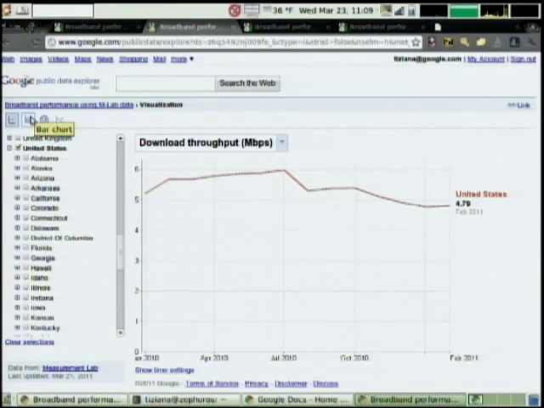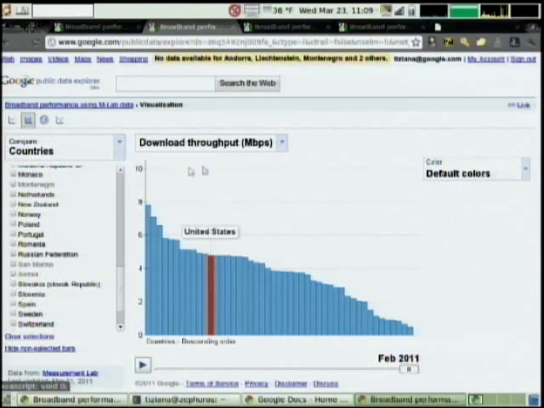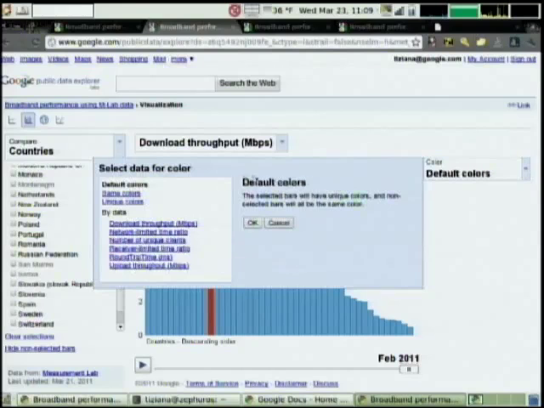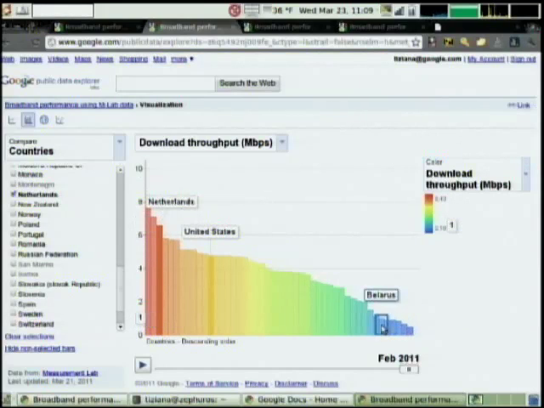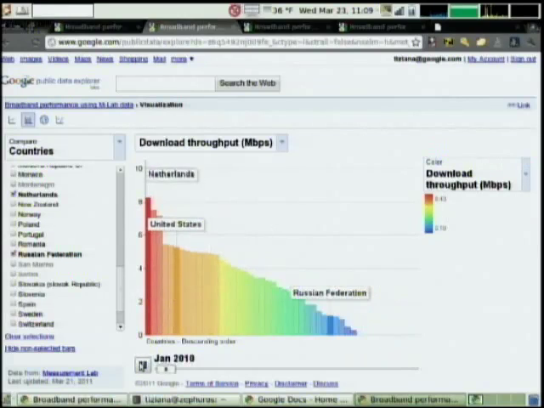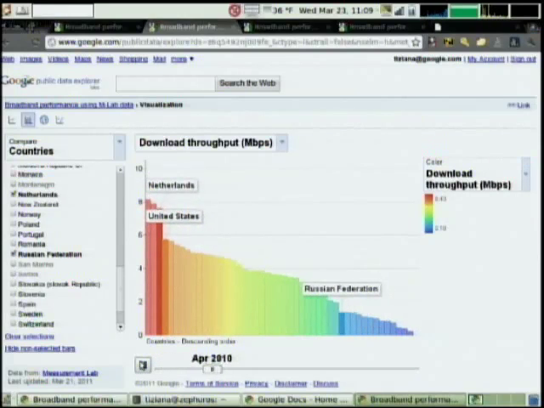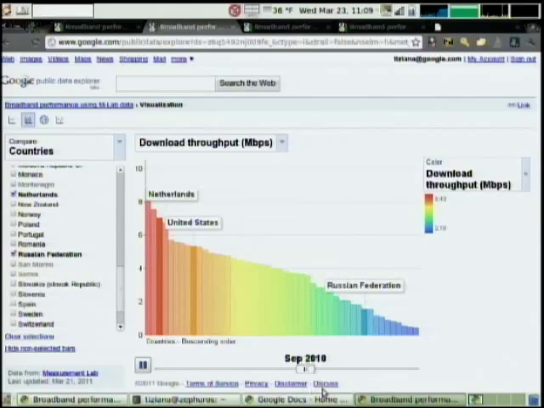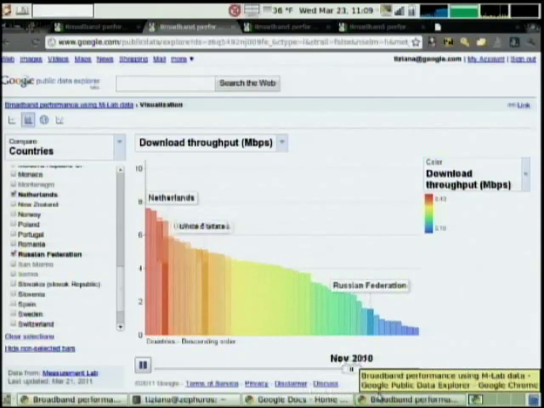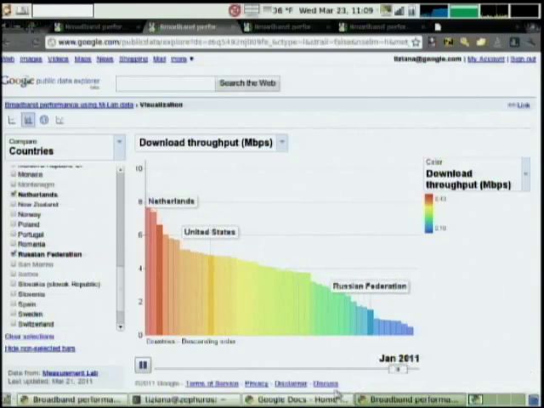Let's see. We've got... you want to go to, yes, bar charts. That's a good idea. So here we're seeing all the countries whose data we've collected. And if we could see, let's watch the U.S. over time. These, again, are the median throughputs measured over these time periods. So we're clearly not at the top of the list. The countries on the far right are in blue, and they are relatively low bandwidth on average.